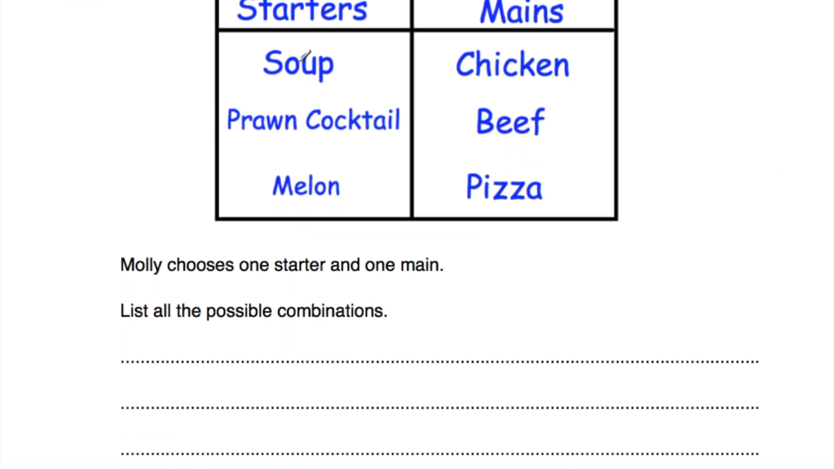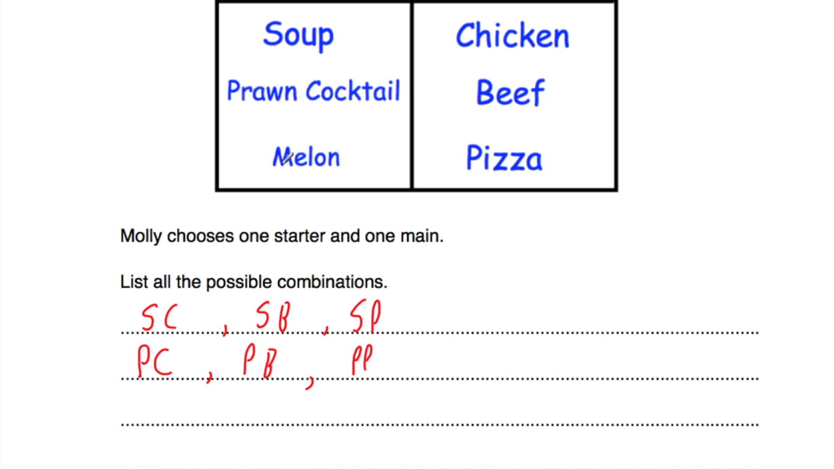I'm going to do shorthand here. Rather than writing soup and chicken and soup and beef and so on, I'm going to write down SC, SB, SP and so on. So she could have soup and chicken. She could have soup and beef, and she could have soup and pizza. So they're all the options that Molly could have with soup as a starter. And then in terms of prawn cocktail, she could have prawn cocktail and chicken, prawn cocktail and beef, and then prawn cocktail and pizza. You notice we're working through systematically, in a logical order. We're not jumping around whenever we're choosing our options.